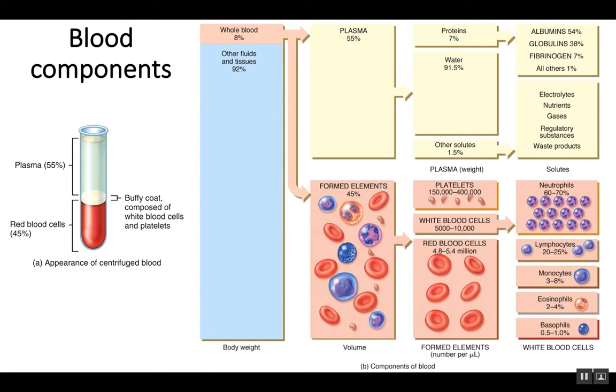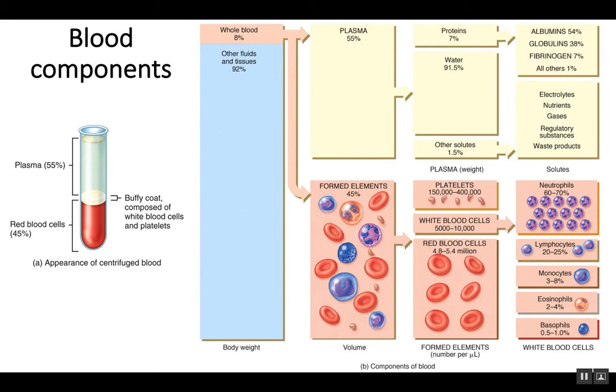Okay, let's look at all the components of blood. This is a good graph to understand how we can separate out blood into individual components and then look at the function of those components. So let's begin by just looking at the entire body. The entire body is made up of 8% blood. 92% is everything else. So now we take that 8% of the body, known as whole blood, and we can begin to separate it out.